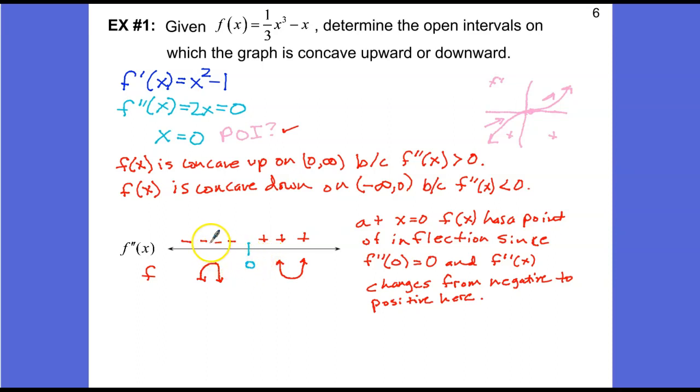If the signs are different, that means this is a point of inflection, and so where it's negative, it's concave down, where it's positive, it's concave up. If the sign doesn't change, then it could be concave up on both sides, or it could be concave down on both sides, and in this case we would not have a point of inflection.